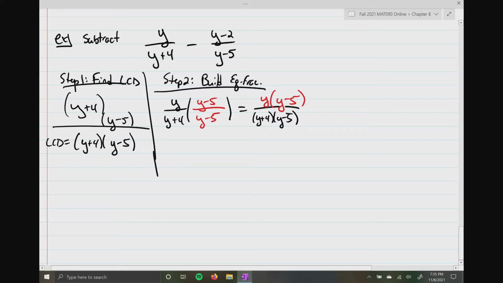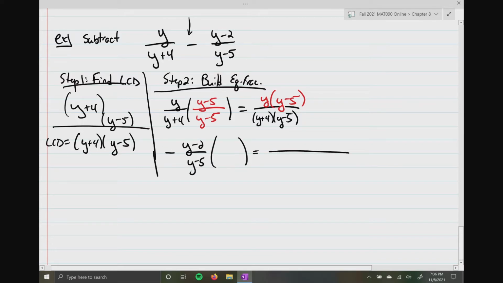Now, here's the second one, and you got to be careful, okay? You got to remember there's a minus sign out front. So what I'm going to do is I'm going to write a negative y minus 2 over y minus 5, all right? So there's this negative out front.